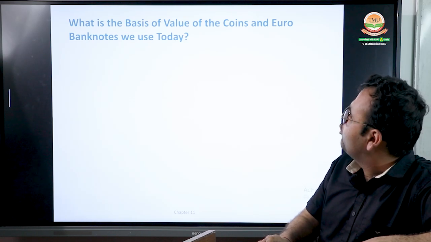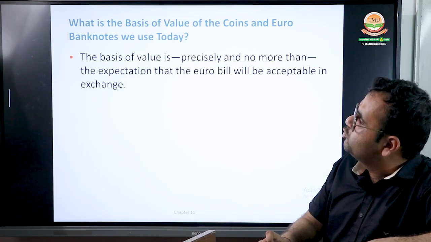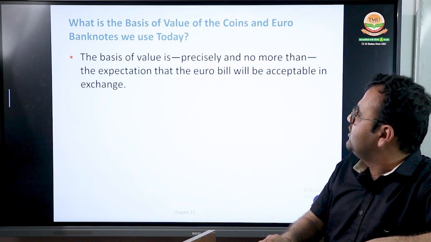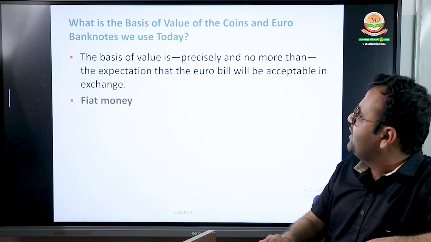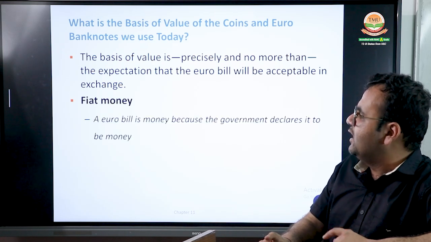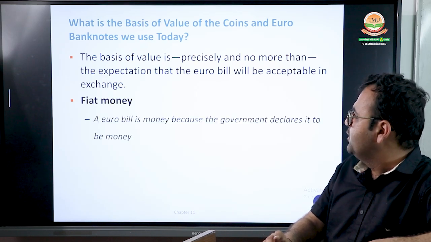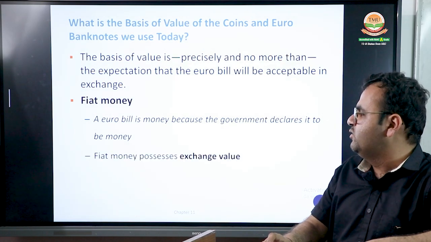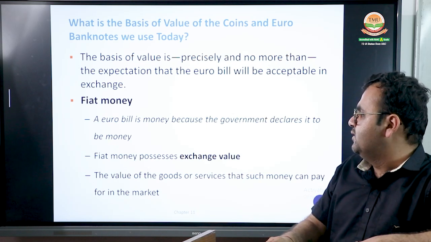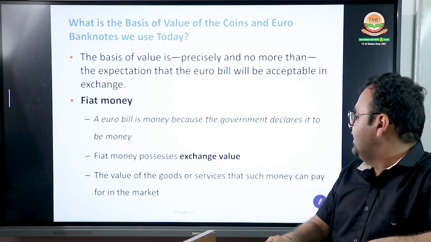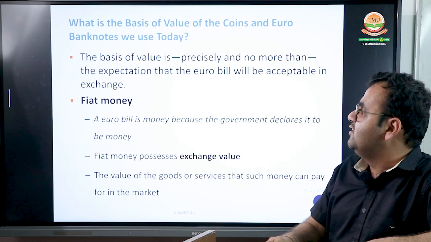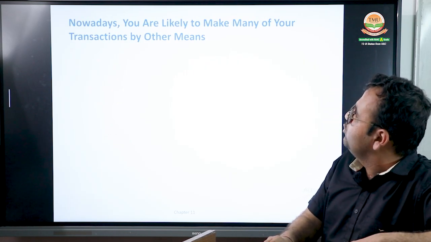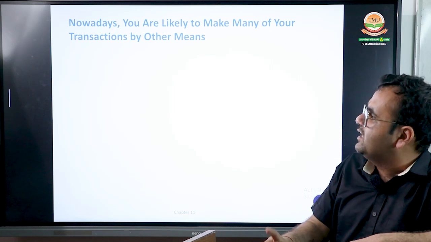What is the basic value of the coins and euro banknotes we use today? The basic value is prescriptive and no more than the expectation that the euro bill will be acceptable in exchange. Fiat money: a euro bill is money because the government declares it to be money. Fiat money has exchange value, the value of the goods or services that such money can pay for in the market. Now, you are also likely to make money via your own transactions by other means.